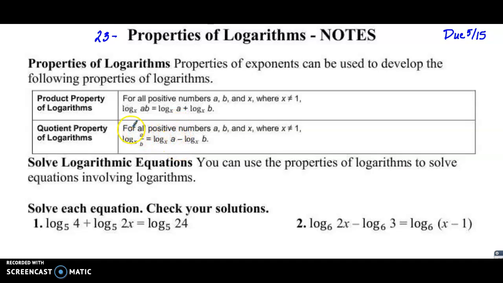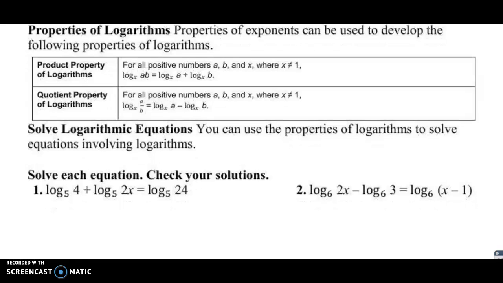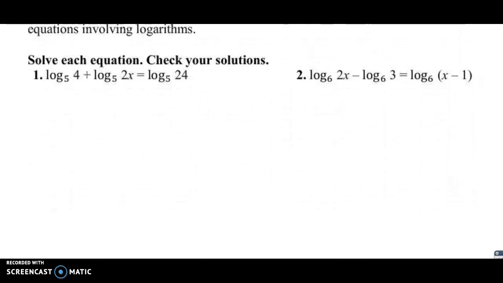A couple other things I want to point out: remember, they tell us our numbers a, b, and x should all be positive numbers, and x cannot be equal to 1, meaning our base cannot be equal to 1. And a and b, no matter where they are in your equations, have to be positive numbers. Okay, so let's use some of these properties to solve some of our equations. Notice it does say check, because just like we did in the last session, when we got an answer, we wanted to make sure that a, b, and x are positive, and that x is not equal to 1.